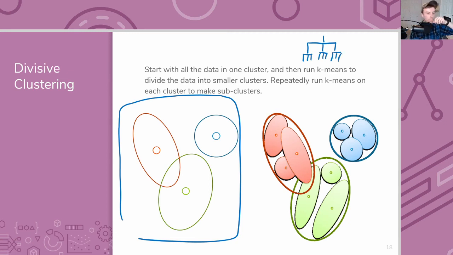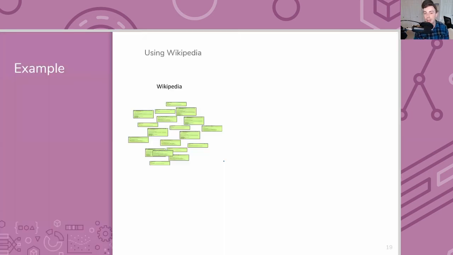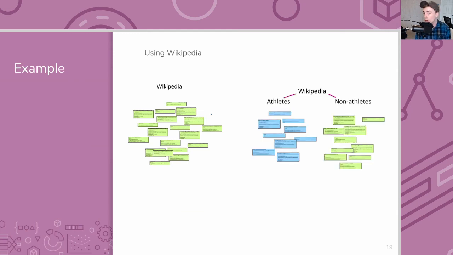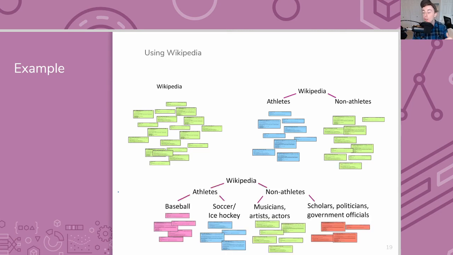and it helps you form this kind of tree structure. I think visually, it helps to see that if you think about documents as being like a set of documents, you might start by splitting it up into athletes and non-athletes. How would it choose this? It's a little bit complex. But you can imagine that you might break it into 2 groups. You have all the athlete articles and then the non-athlete articles. And then you might recursively break those up. Maybe athletes get broken up into baseball or soccer and hockey, and non-athletes, maybe musicians, artists, actors, or scholars, politicians, and government officials. And you can keep breaking it up smaller and smaller again.